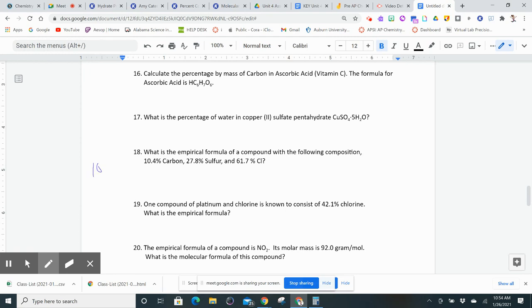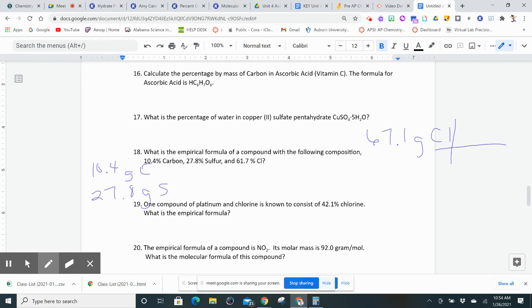So I have 10.4 grams of carbon. I have 27.8 grams of sulfur. And I have 67.1 grams of chlorine. So that's my first step. The second step is I have to turn every single one of those grams into moles. You have to do that on all three, yes. So how many grams are in 1 mole of chlorine?